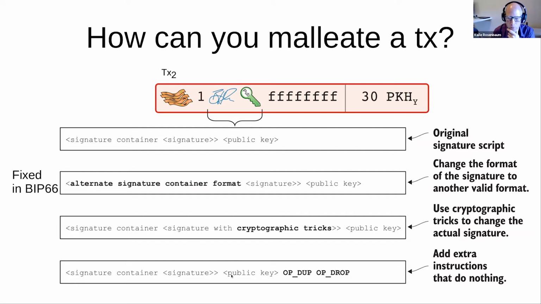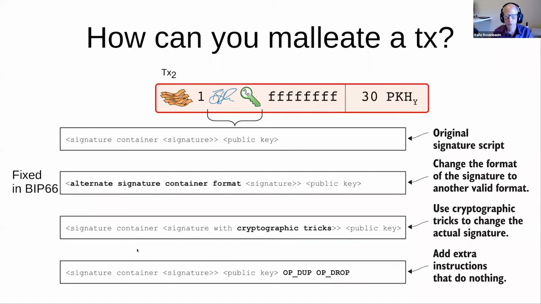And the third way to malleate a transaction would be to just add some operators to the signature scripts, like OP_DUP followed by OP_DROP. This OP_DUP would just duplicate this public key on the stack, and OP_DROP would drop that public key again. So the effect of this signature script would be the same as without this, but the signature script is different still. So these are the three ways you can change a transaction without actually making it invalid.